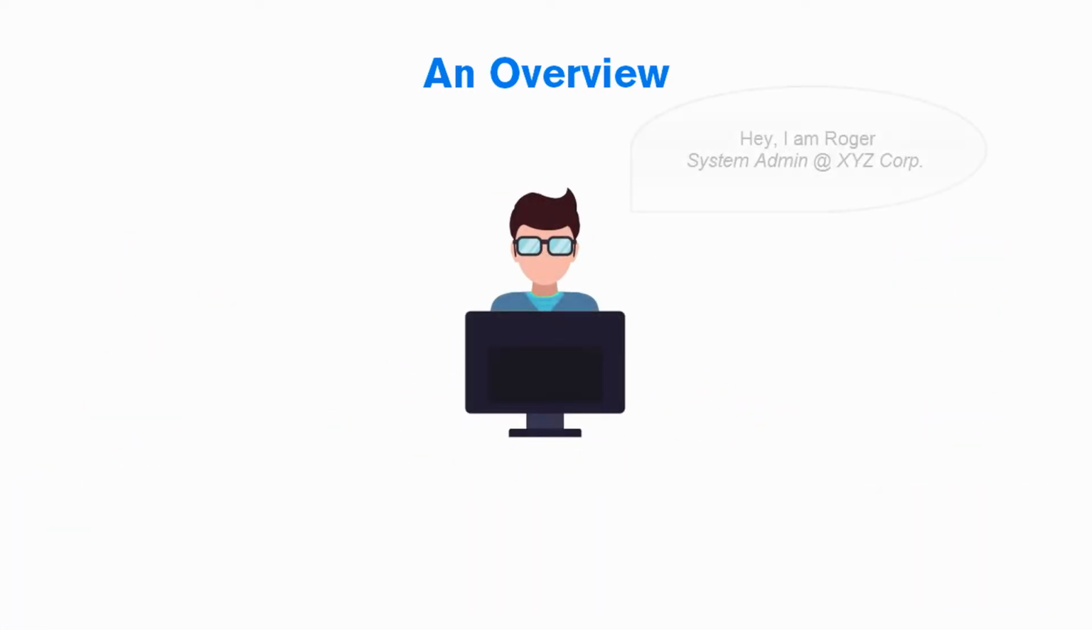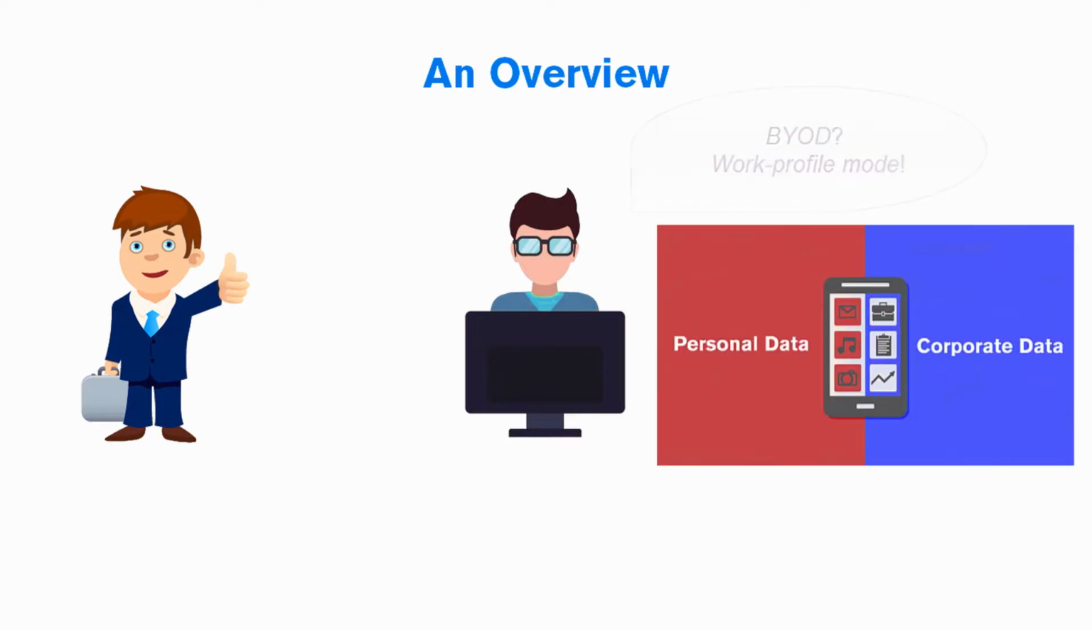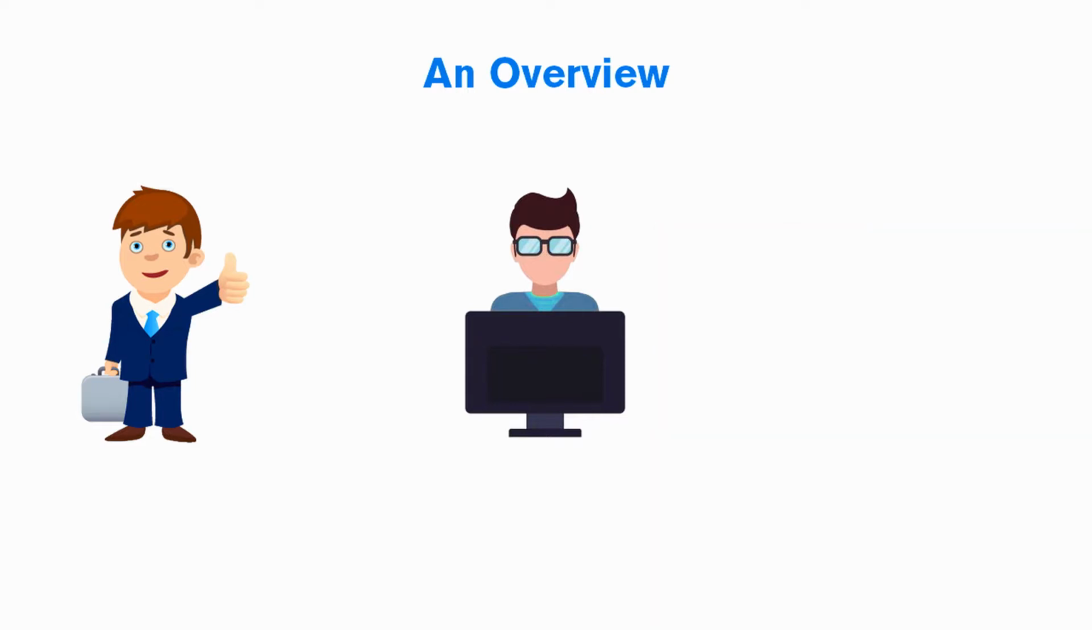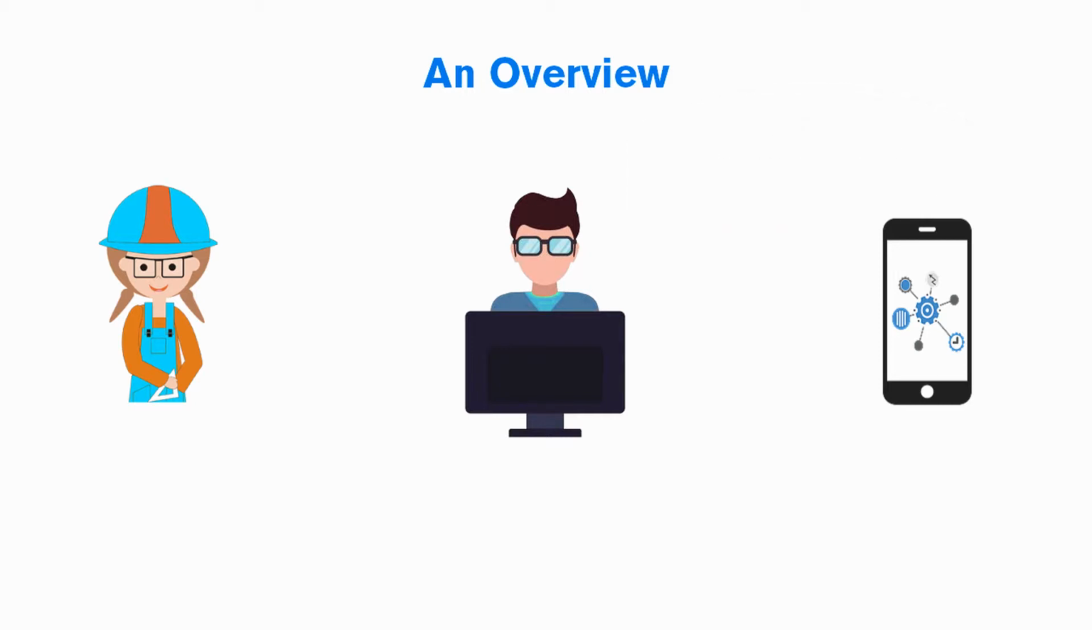By using Android Enterprise with ZENworks, Roger, an administrator in XYZ Corporation, can enroll Peter's device in the work profile mode that will give Roger complete control over corporate data and related applications without compromising on Peter's personal data. Whenever Peter decides to leave the organization, Roger can remove only the work profile without impacting Peter's personal data. Coming to Anna's corporate-owned device, Roger can enroll this device as a work-managed device, thereby enabling Roger to manage the entire device. When Anna decides to leave the organization, Roger can simply factory reset the device and then hand it over to the next user.